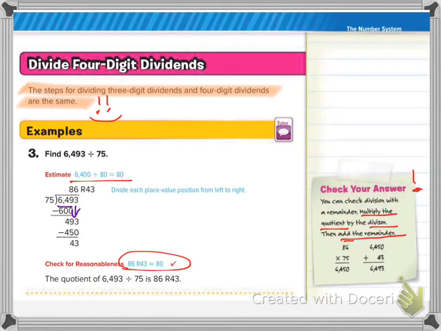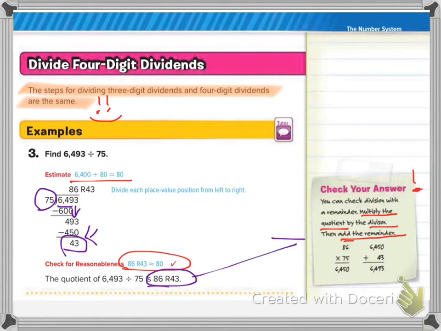Again, that was guess and check. You just have to guess a number, multiply it out, see what it equals. So 75 times 6 gives us 450 with 43 left over. Remember, your remainder should never be bigger than your divisor. So we got an answer of 86, remainder 43.